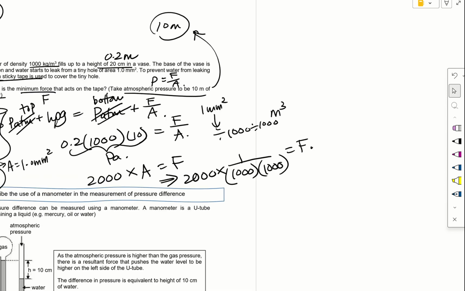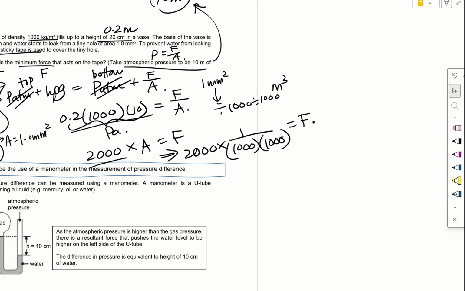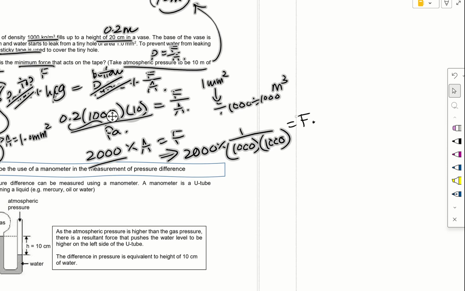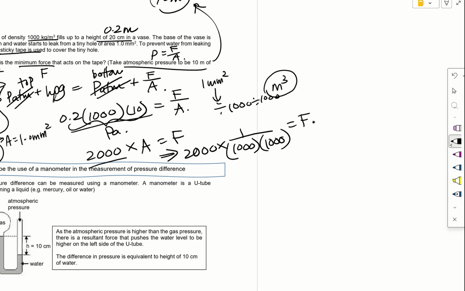I've calculated the pressure due to water is about 2000 Pascal. Now I need to multiply by the area. The area is 1 mm square, so I need to convert it to meter square, so I need to divide by 1000 two times. If I bring it over, it becomes 2000 times 1 over 1000 times 1000. So basically my F is now a value of 0.0020 Newton.